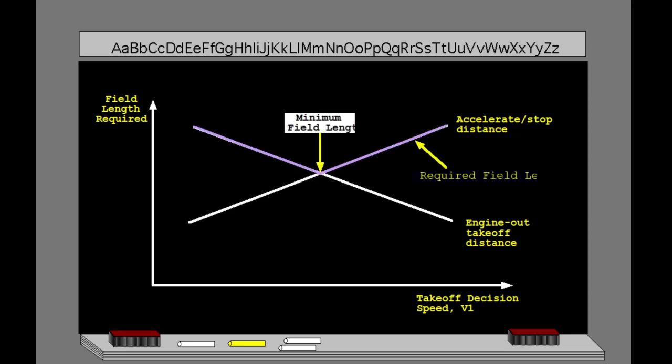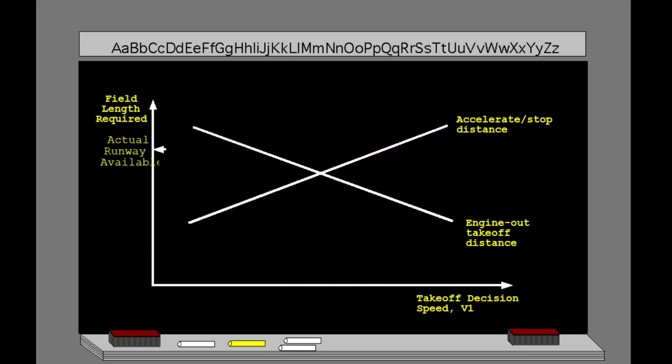The actual field length must be at least as long as the minimum field length, which is the point where the two distances are equal. Because the takeoff distance and the stopping distance are equal, this field length is called the balanced field length. If the actual runway available is equal to the balanced field length, the only allowable takeoff decision speed, V1, is referred to as the balanced V1. If the actual runway available is longer than the balanced field length, then there is a range of V1 available. Selecting a V1 other than the balanced V1 is called unbalancing.